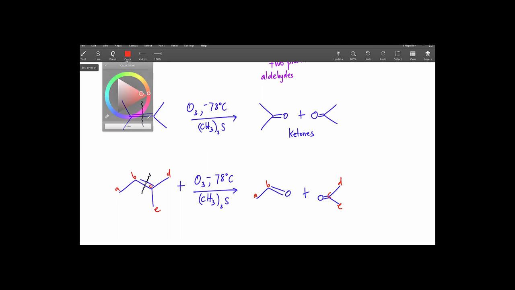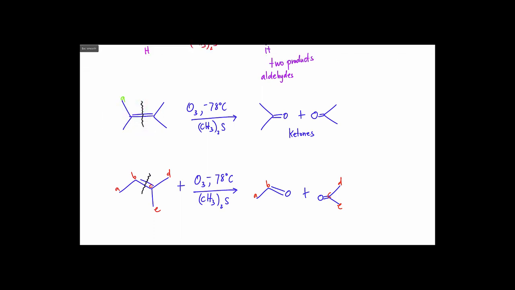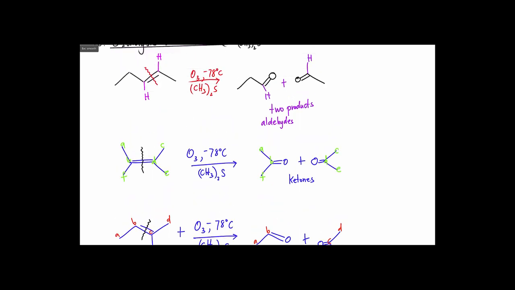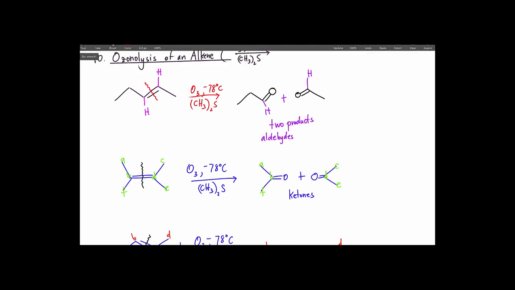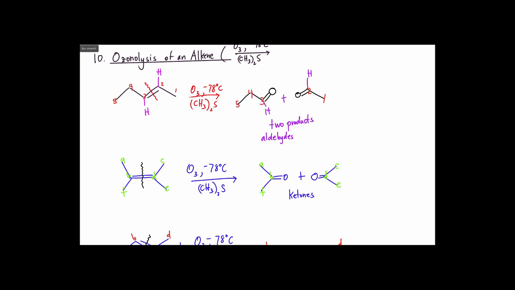Okay, let me do that on the above example. This is A, B, C, D, E, F, like that. So this would be A, B, and F. I'm arbitrarily giving them letters so you can see where the carbons are. And this is C, D, and E. If I do the above example with numbers, this is 1, 2, 3, 4, 5. So this would be carbon 1 and 2, and this would be 3, 4, and 5.